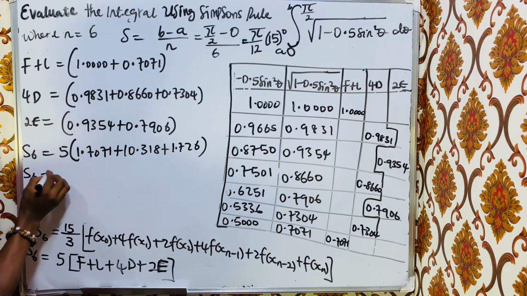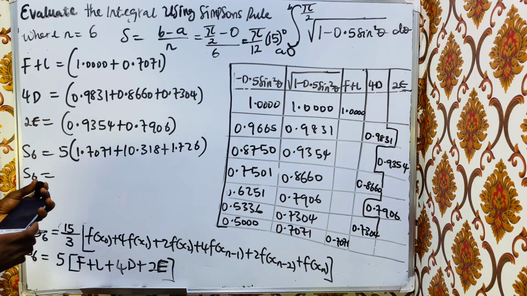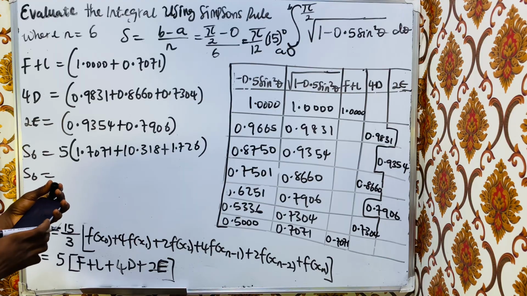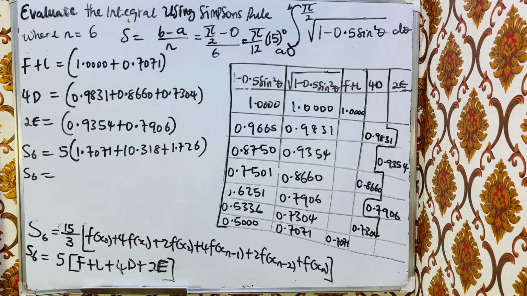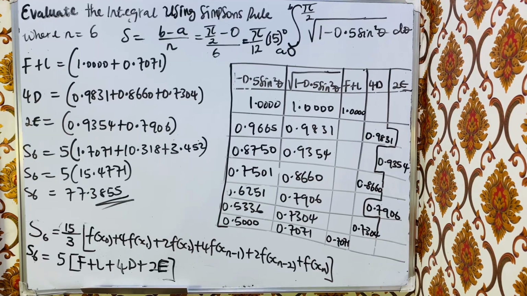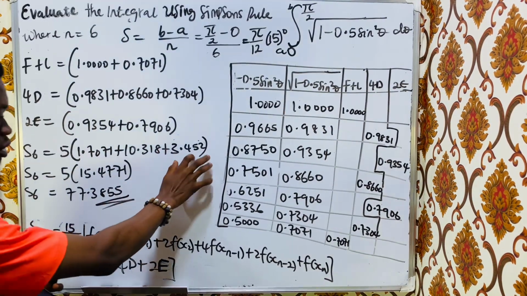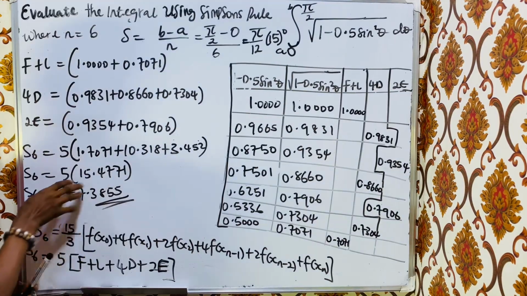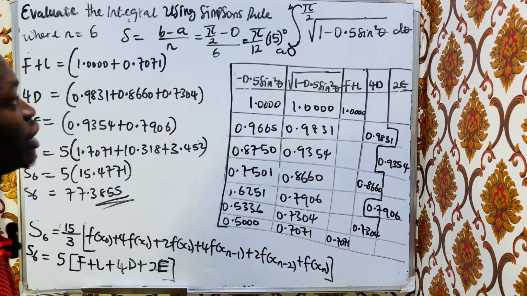So it will be 1.7071 plus 10 point. Add all these values, you get your answer. So this is our answer. I made a mistake. I did not multiply this one by 2. So this is the correct value. So after doing it, you add them, multiply it by 5, you get your answer using Simpson's. So this is the area under the curve.